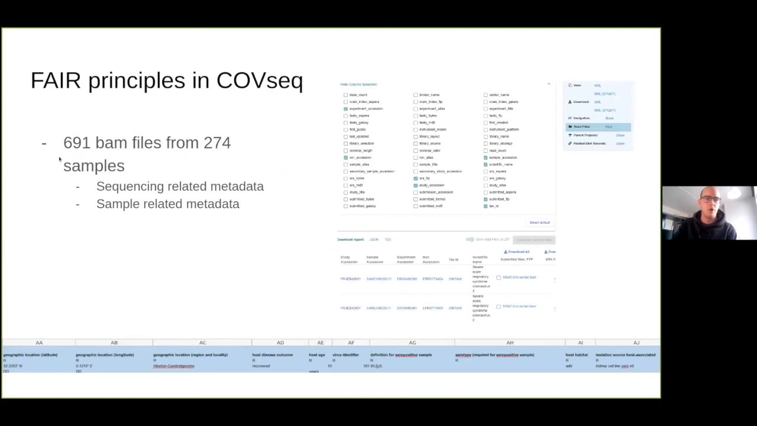So in total, we uploaded 691 BAM files from 274 samples that we sequenced. So there were a decent amount of replicates there as well. And here, of course, we had sequencing related metadata, we included that, and also sample-related metadata, such as you can see here some examples: the geographic location, the host disease outcome, the host age, also how the isolation was acquired.